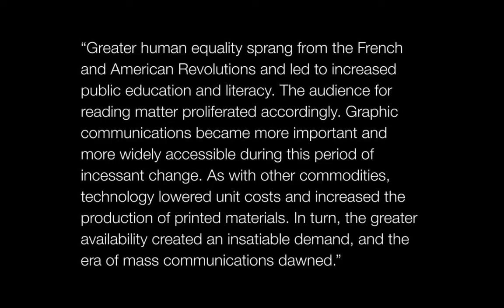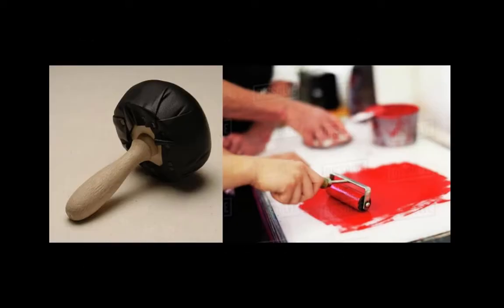People are getting information, they want more information, this insatiable demand, and as we read in this quote, the era of mass communications dawns. There were several other major innovations during this era that allowed for printing to become much more economical. What you see on the left here is what was being used to apply ink by Gutenberg. It was basically a leather dabber. So you would put a ball of ink out, you would rub it around on this dabber, and then you would dab that across the surface.